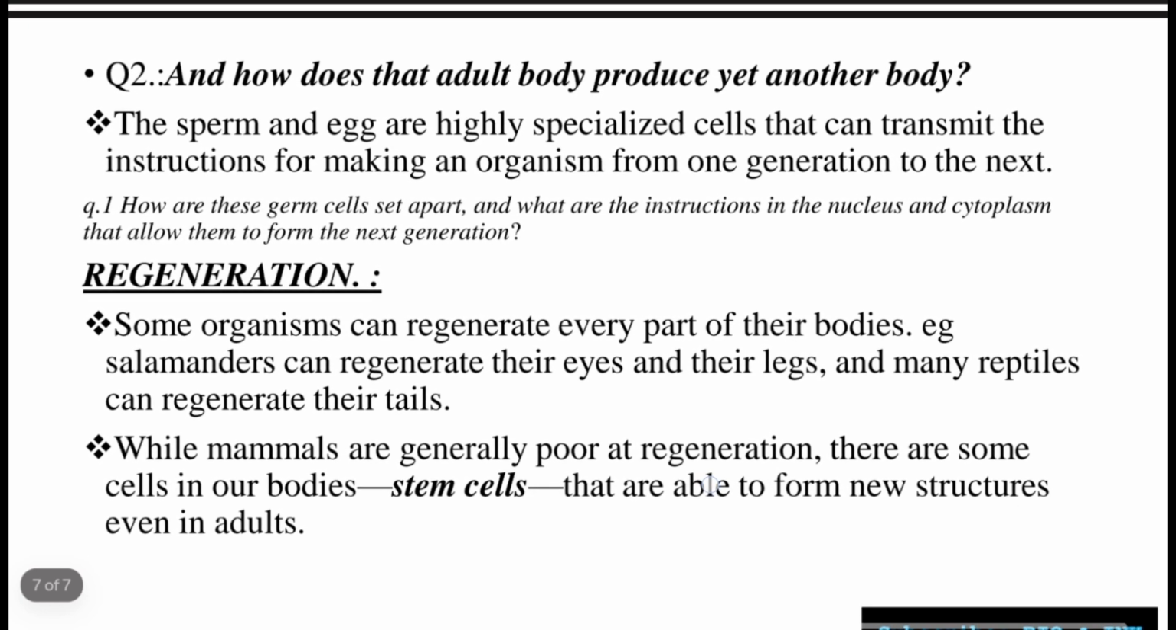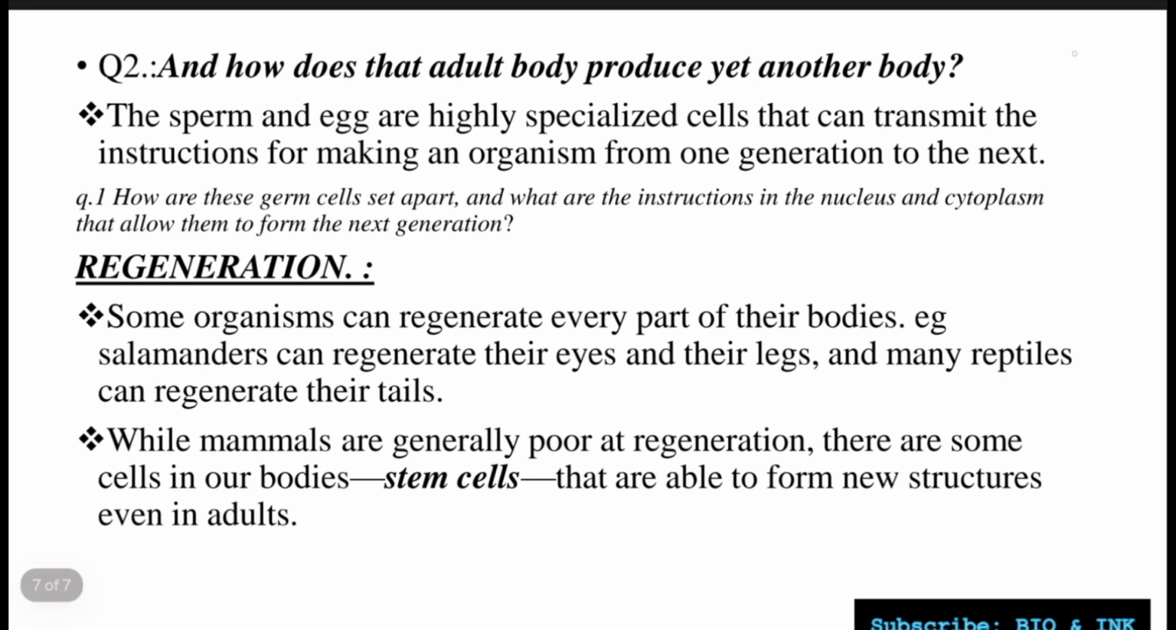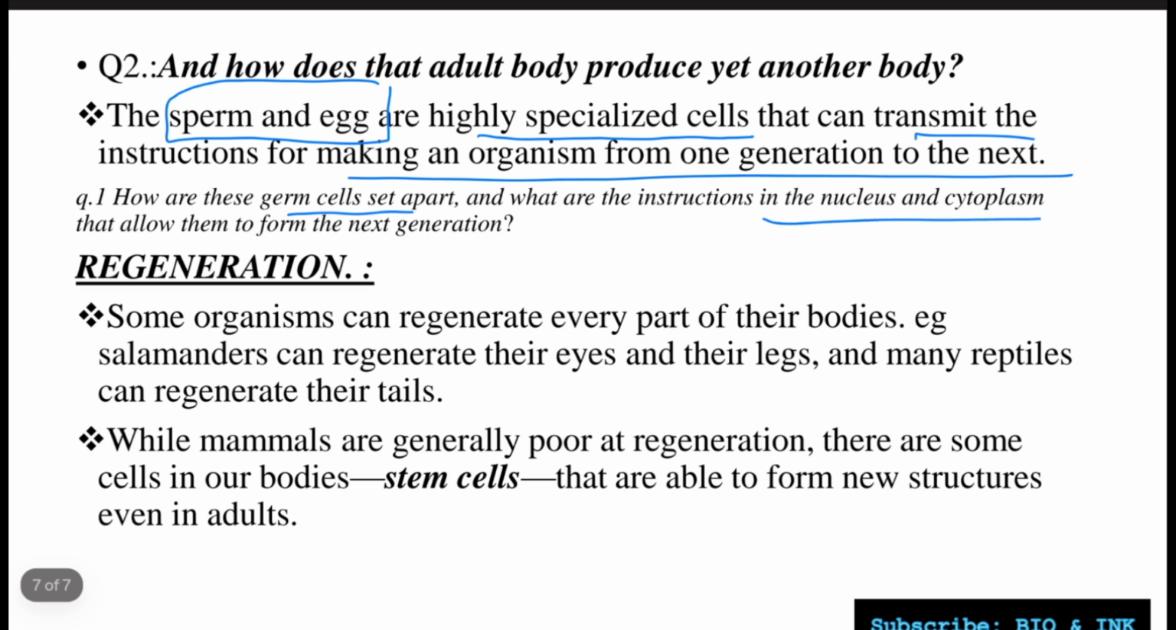Now how does an adult body produce yet another body? This is the very basic sperm and egg theory: highly specialized cells that can transmit the instructions of making a new organism and pass on genes from one generation to another. One of the questions you should ask yourself: how do these germ cells set apart the instructions in the nucleus and cytoplasm that allow them to form the next generation? A little hint: CT, cytoplasmic determinant. We'll discuss it later.